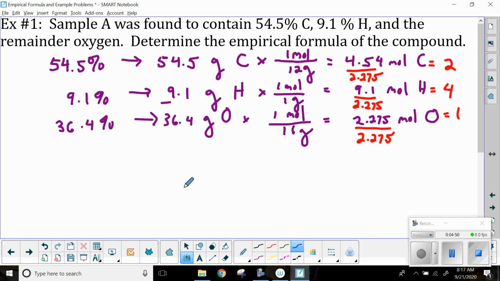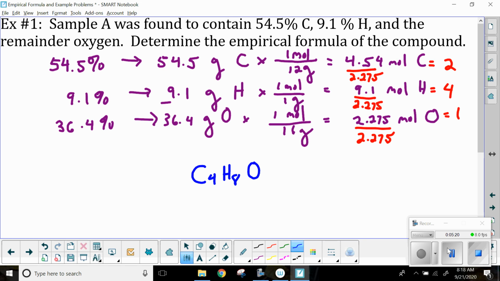We don't need to use the last line of the poem, multiply till whole, because I already have whole numbers here. If one of these numbers was not a whole number, like it was 2.5 instead of 2, then I would have to do my last step of the poem. But for today, we're just going to say we've got an empirical formula of C4H8O. So that's my first example, using the percentages of the sample to get the empirical formula.